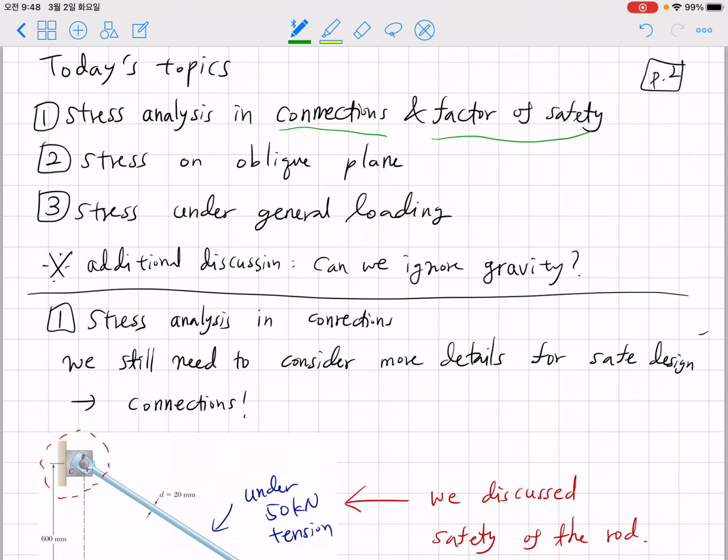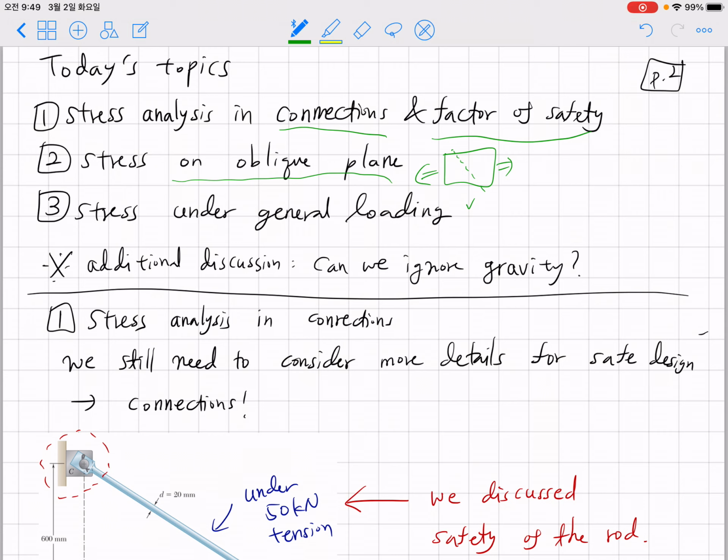Then I will talk about stress on an oblique plane. Like what if we consider a rod under tension, and we consider stress acting on this oblique plane, how can you define it? So we'll discuss it. And as a third topic, we'll talk about stress under general loading. And as a final topic, I'm gonna give you some additional discussion which is not included in your textbook.